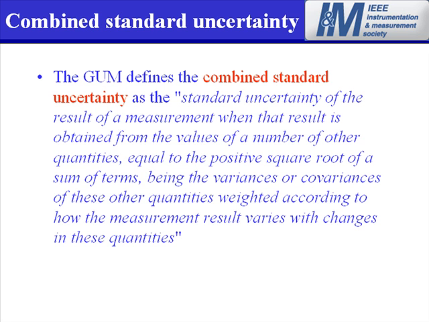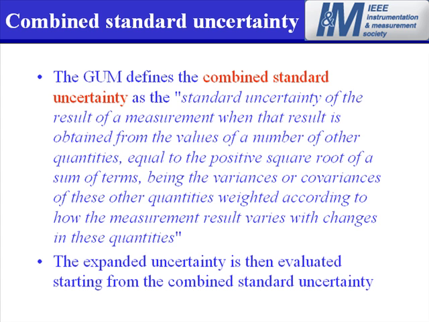So, the GUM states that the standard uncertainty of the result of a measurement, when that result is obtained from the values of a number of other quantities, is equal to the positive square root of a sum of terms, being the variances or covariances of these other quantities, weighted according to how the measurement result varies with changes in these quantities. And starting from the combined standard uncertainty, the combined expanded uncertainty is then evaluated in the same way as that followed with direct measurements of single quantities.